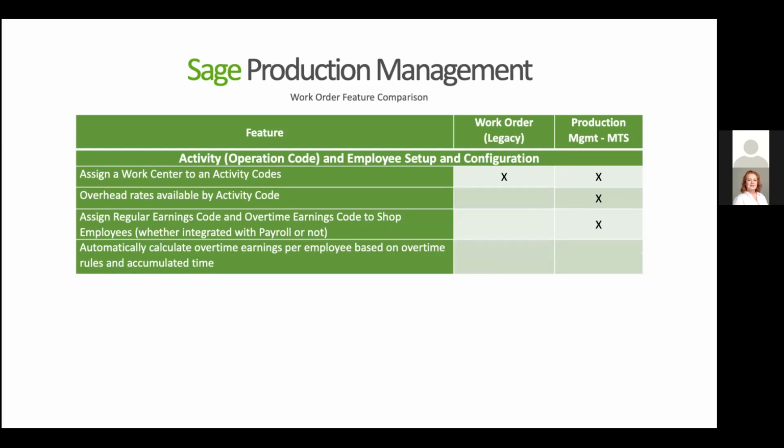All right, so activity codes, we talked about these, right? This is an additional layer on top of the work ticket that allows you to capture information as far as how many work tickets are going through that work center and anything else that needs to be brought in. You'll see overhead rates available by activity code, so you can search for that through activity codes. And then you can assign regular earning codes and overtime earning codes to shop employees, right? So you can assign earning codes to an activity code, and if that activity code is being used, it's going to recognize those earning codes.